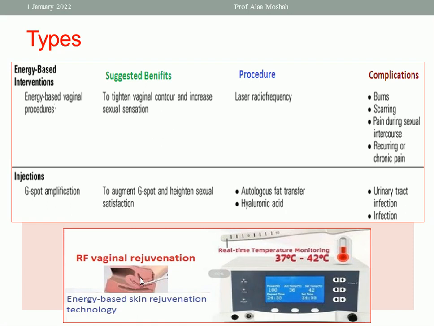What about the injection? G-spot amplification. To augment the G-spot and increase sexual satisfaction by autologous fat transfer in this area of the G-spot or hyaluronic acid. Okay? But the complications include urinary tract infection and infection at the site of injection or transfer of autologous fat and hyaluronic acid. As you see in this picture, this is the radiofrequency vaginal rejuvenation.